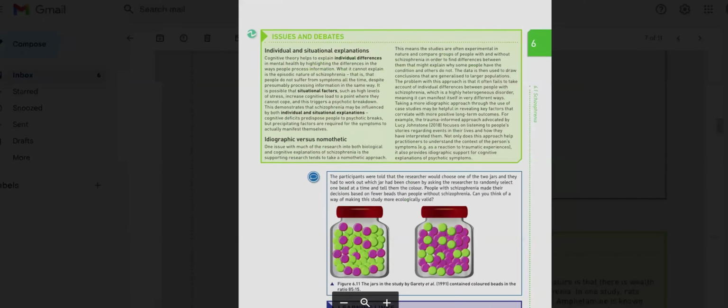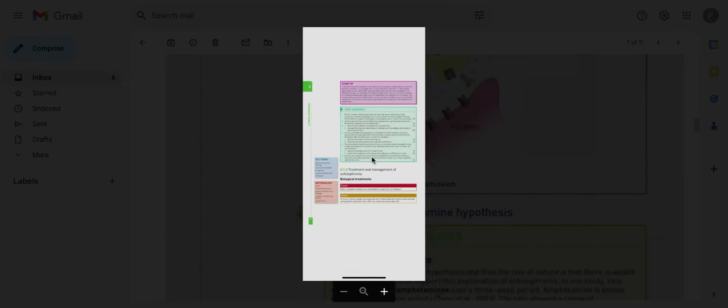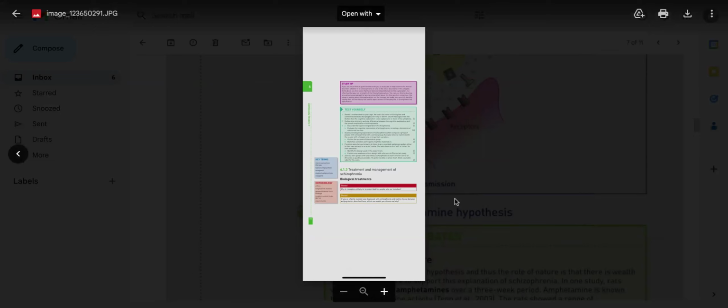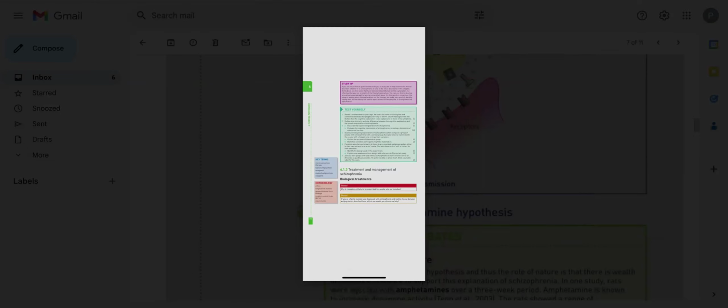Issues and debates were a part of the evaluation. Okay, now we understand schizophrenia, we understand the explanations of schizophrenia. What we really need to understand now is how do we treat it, right? So let me just send you the next batch of notes. I'm going to overview them with you. I'm not going to start the explanations, treatments yet, but I am going to overview them with you.